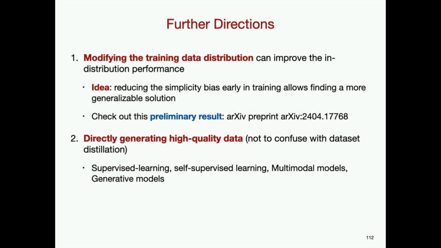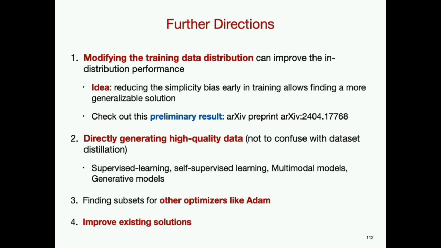Can we find subsets that guarantee the performance for other optimizers? For example, for LLMs, we usually train with Adam, and so far guarantees are for SGD only. So this might be nice to explore as well. And obviously, improving the existing methods. For a lot of the methods, like self-supervised learning, CLIP, and LLMs, there is a lot of room to improve these solutions, and I'm hoping that many of us keep working on these methods and improve them further.